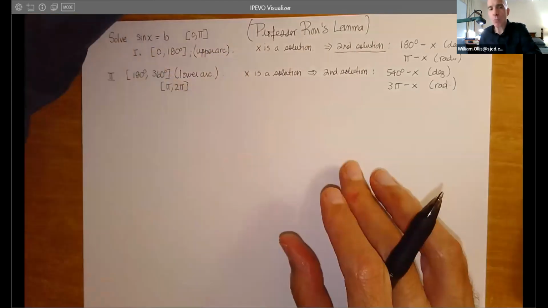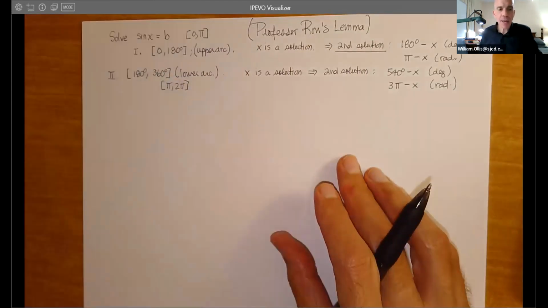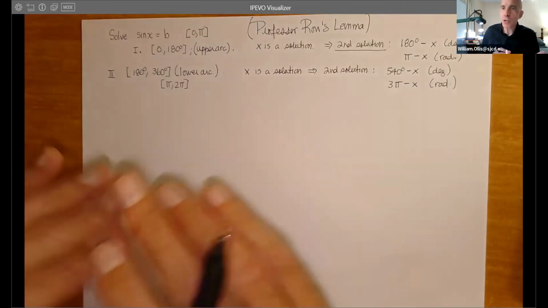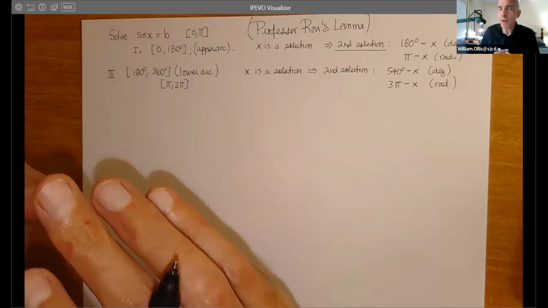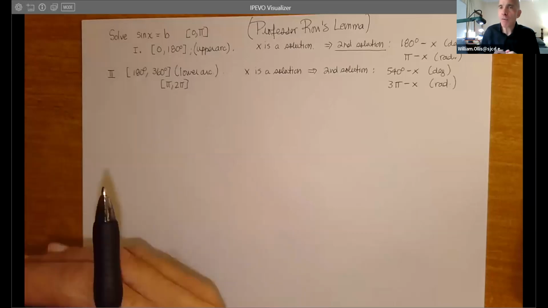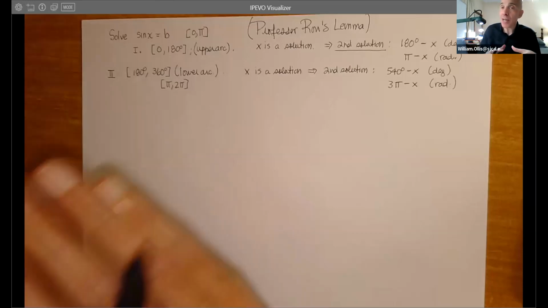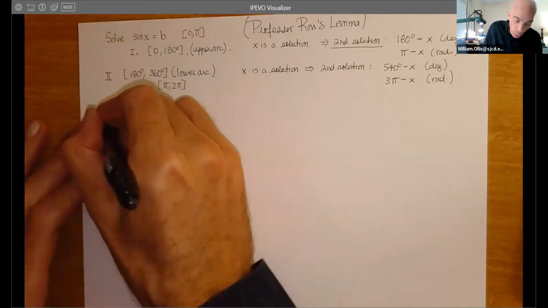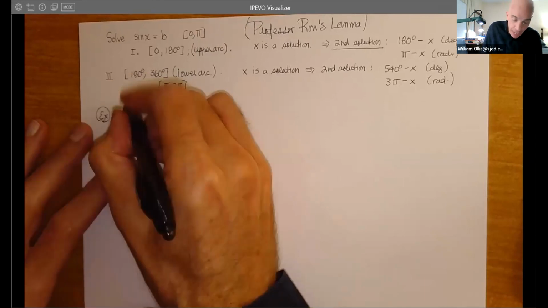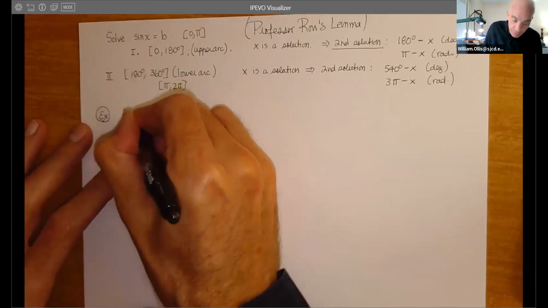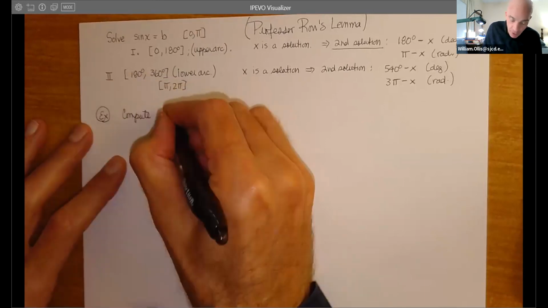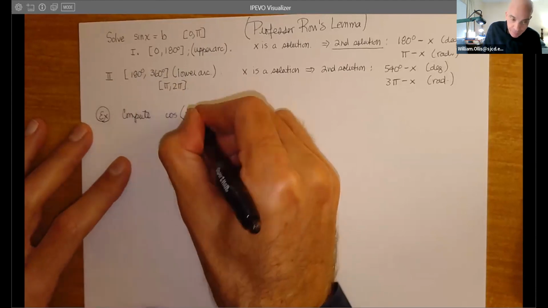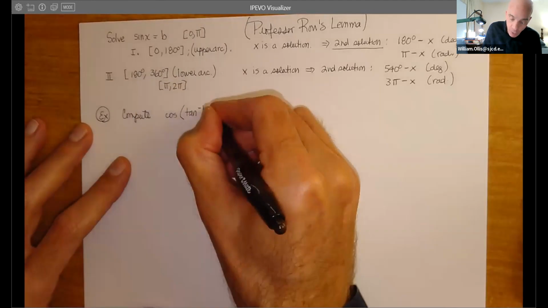Now, what I want to do is look at some other computations that we can do with the inverse trig functions that involve how we can utilize our new interpretation of the triangle. Now, you did one of these before. So for instance, I would like us to compute the cosine of the inverse tangent of 12 over 5.